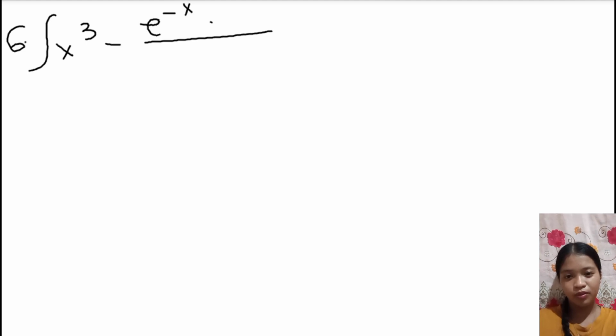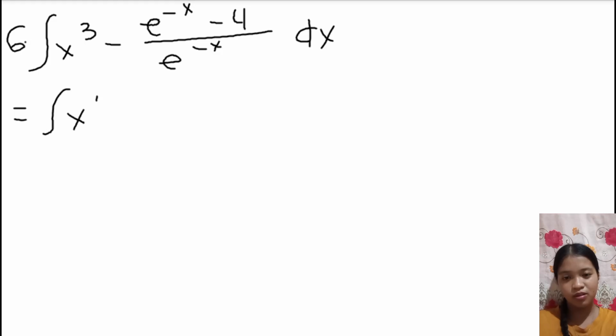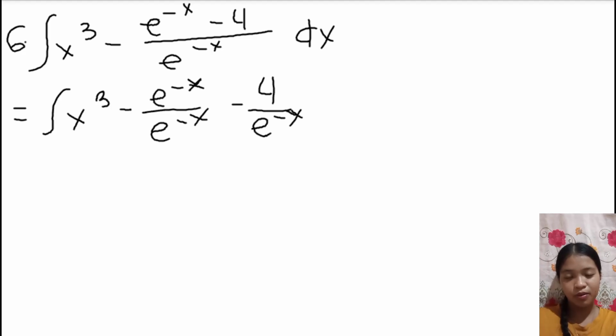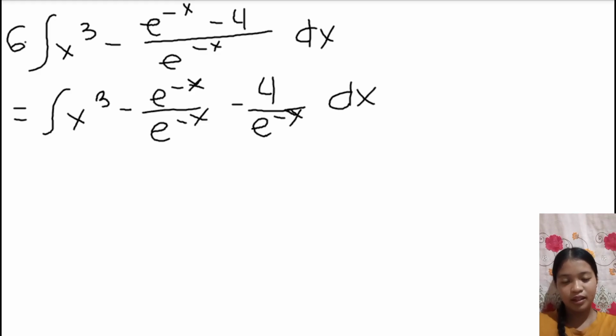So our sixth equation is the integral of x cubed minus e^(-x) minus 4 over e^(-x) dx. So we're going to distribute the denominator to all of the terms in the numerator, still rewriting it, so it will become the integral of x cubed over e^(-x) minus e^(-x) over e^(-x), then minus 4 over e^(-x) dx.